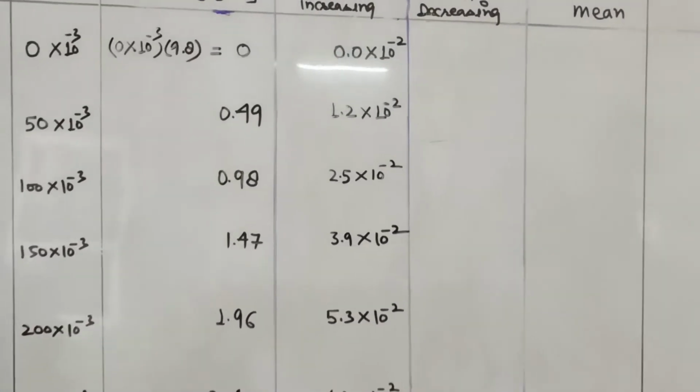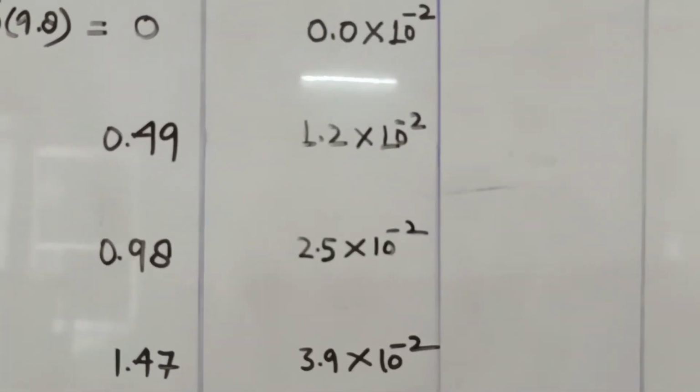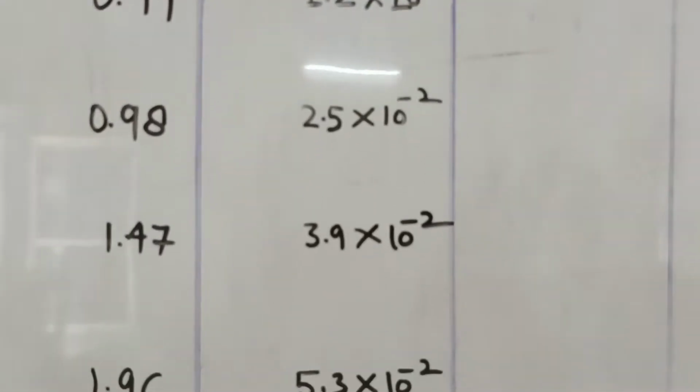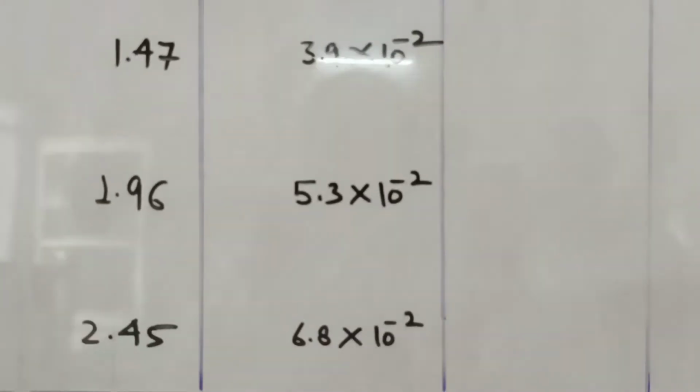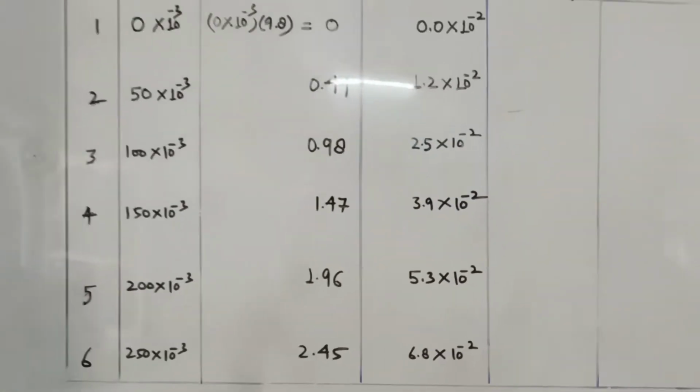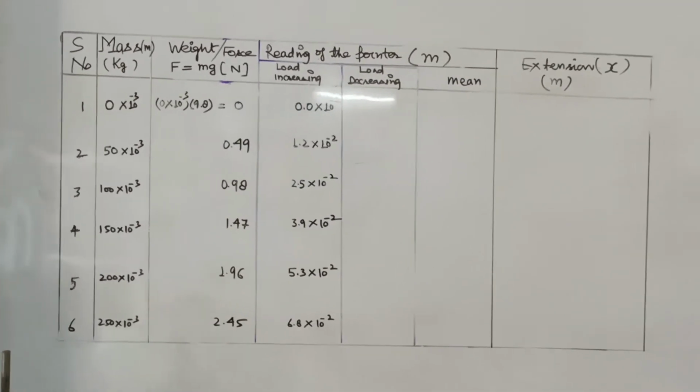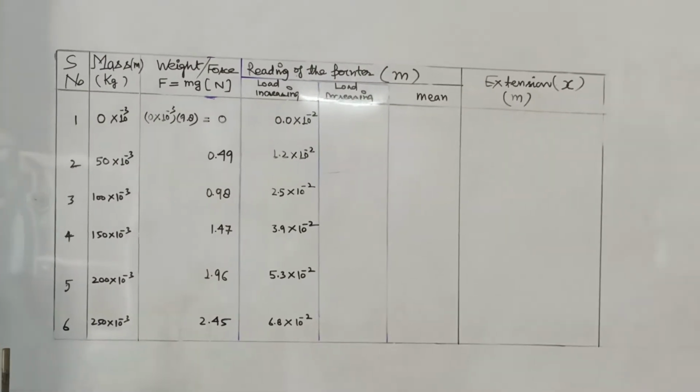You can see the first reading was shown to you, and the next readings are 2.5, 3.9 and 5.3, and the last reading 6.8 in centimeter, then converted into meter. This is our table. So now we will complete the table.